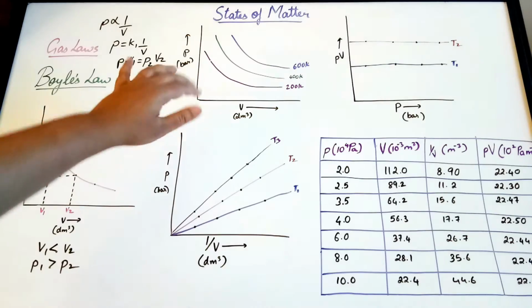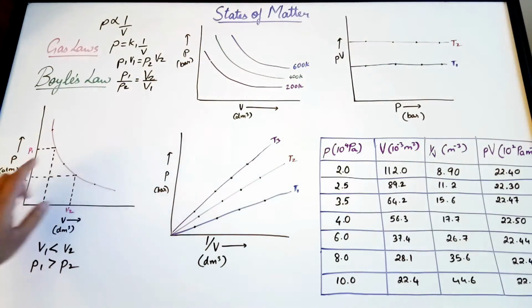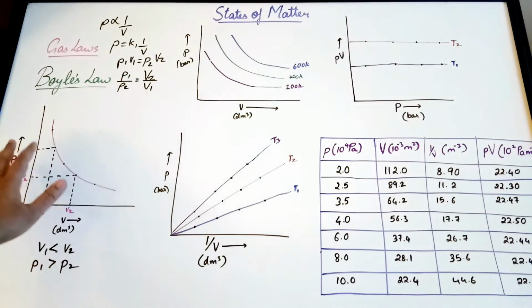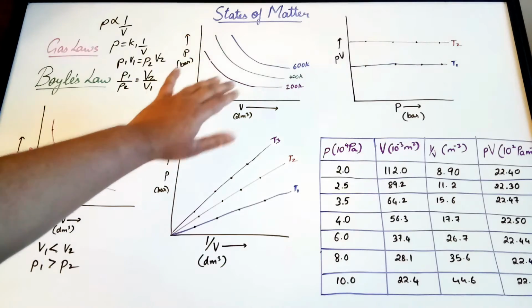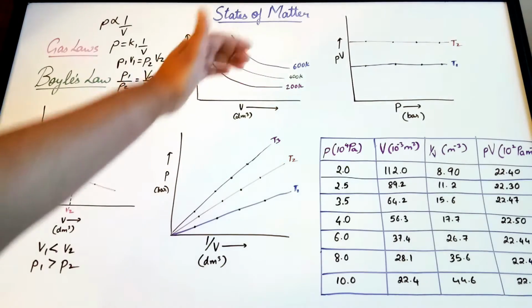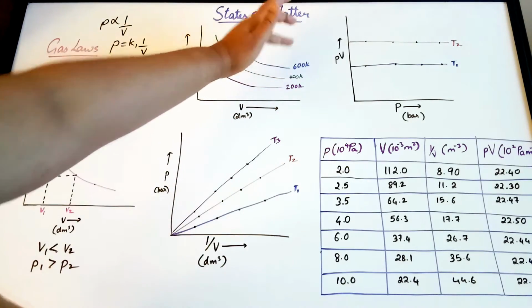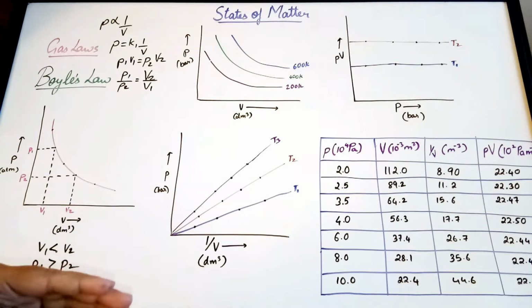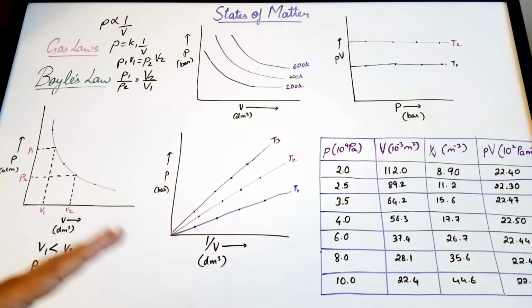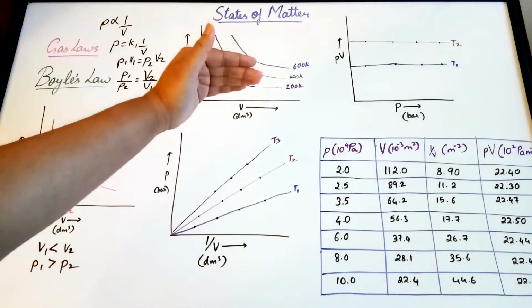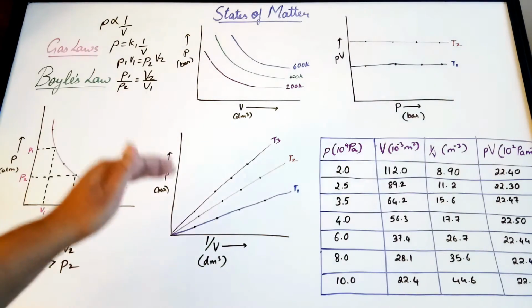Now in the second graph, we have three curves. In the first graph we just had one curve, at a particular temperature and fixed amount of gas. But in this case, you have three curves, and each of them corresponds to a particular temperature. So this is at 200 Kelvin, this is at 400, and this is at 600 Kelvin. These three have a variation in terms of temperature, but the number of moles, or the amount of gas, is fixed. So there is no change in the amount of gas, only a variation in temperature.